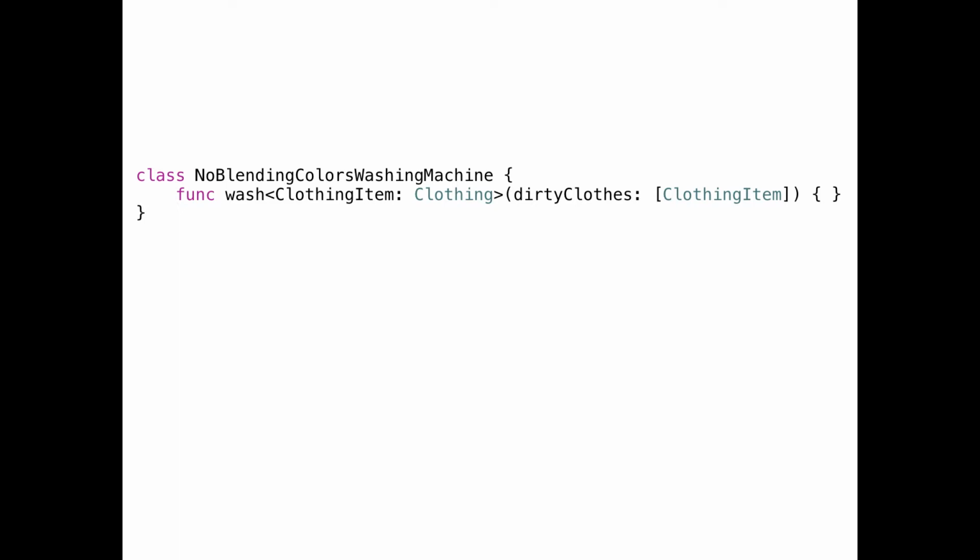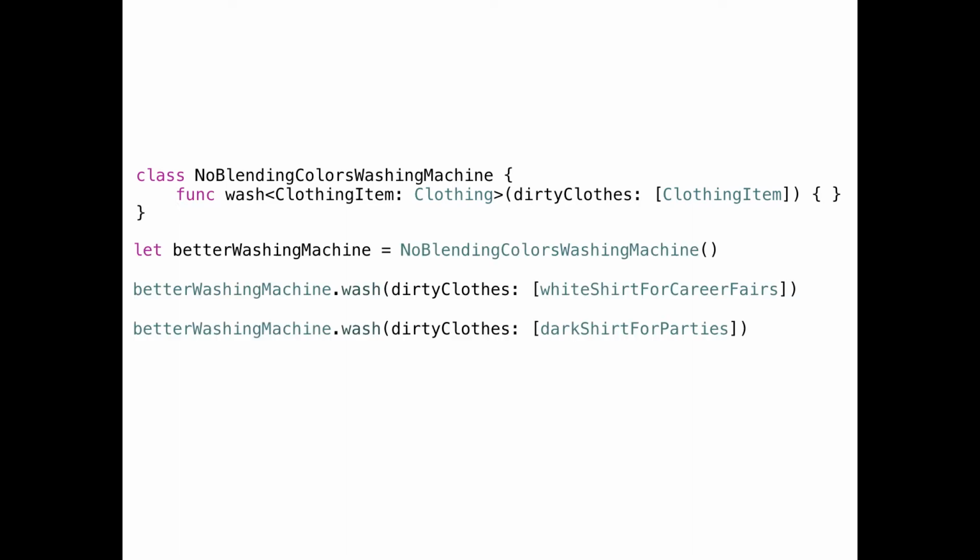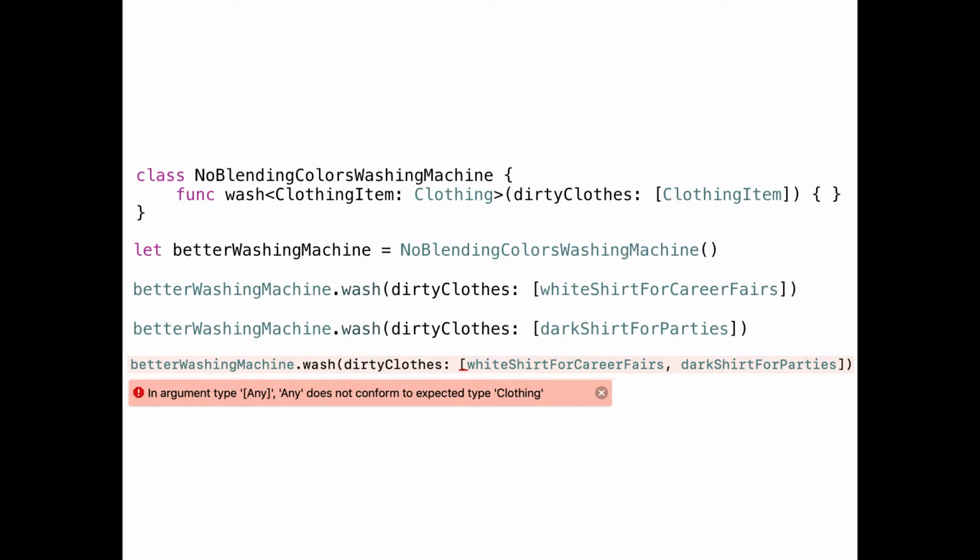So if we have a no blending colors washing machine, we can make our function specifically generic over clothing items. And then what we can do is create an instance of that washing machine and wash only lights and only darks, but we can't wash both. This is kind of a tough error to look at, but because our clothing item type can only be replaced by one thing at a time, we can only wash lights and then we can only wash darks. So that was a way to, if you have different mental models about how something should work, utilize generics and any type of construct in programming to model that.